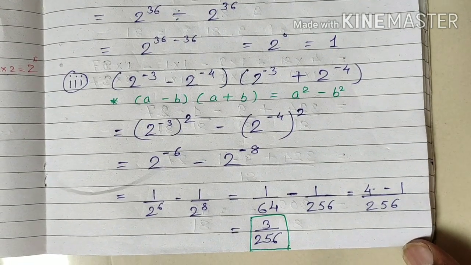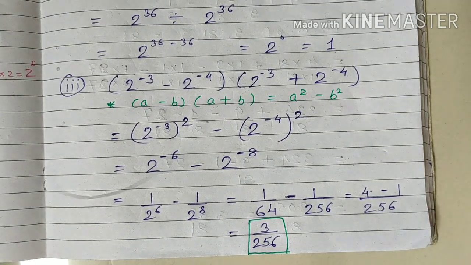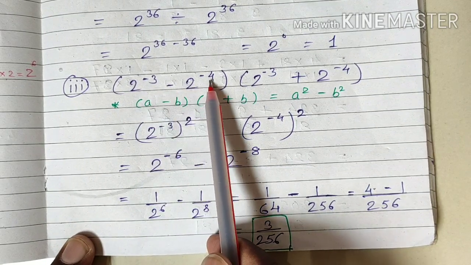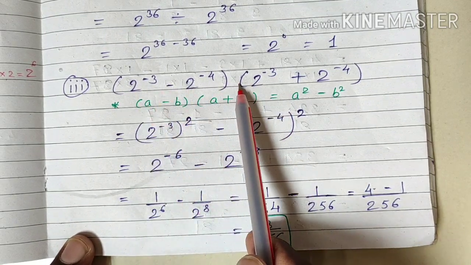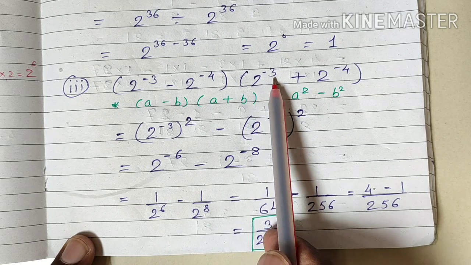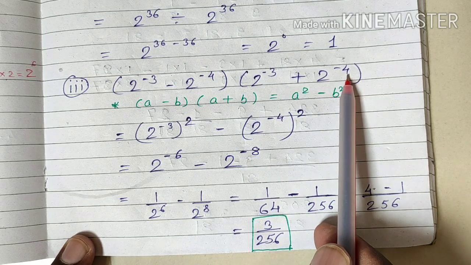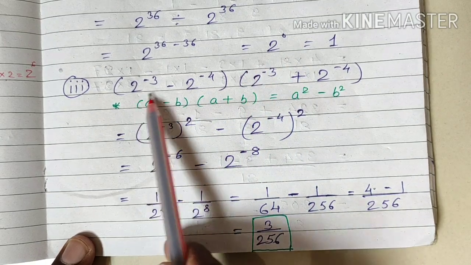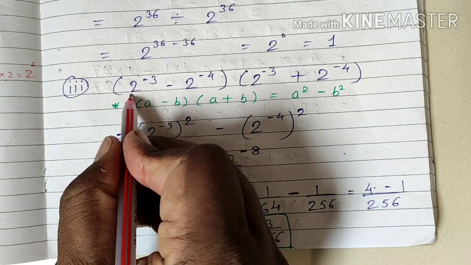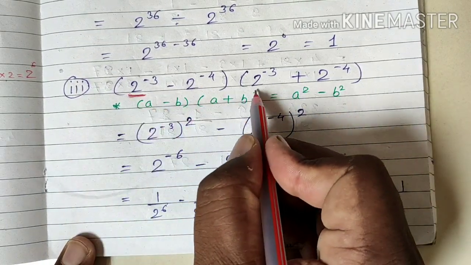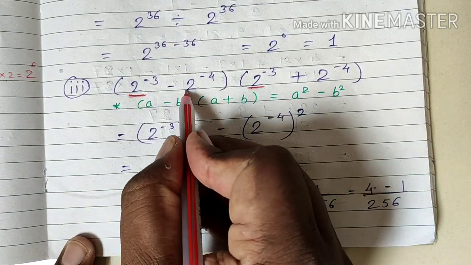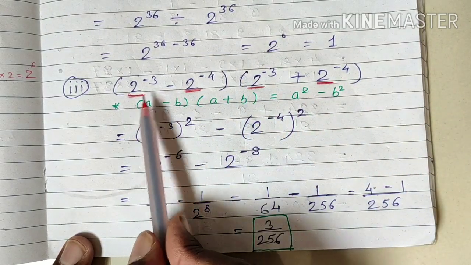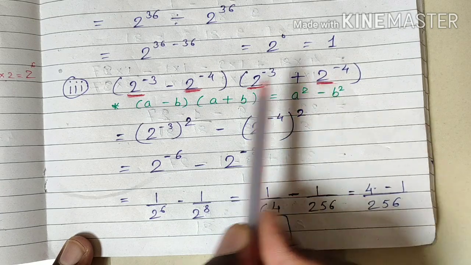Next is the third question. Okay. So 2 raised to minus 3 minus 2 raised to minus 4 in the first bracket, and in the second bracket 2 raised to minus 3 plus 2 raised to minus 4, bracket complete. If we see this first term, these two terms are same, these two terms are same, and also these two are same, right?